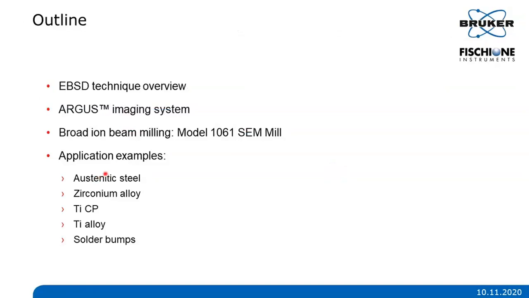So this presentation is divided in 4 parts. We will first start by reviewing the EBSD technique and Bruker EBSD detector and imaging system. Then Pavel will present Fischione sample preparation solution by broad AMB milling before presenting some stunning application examples. And we will end up with the Q&A session.